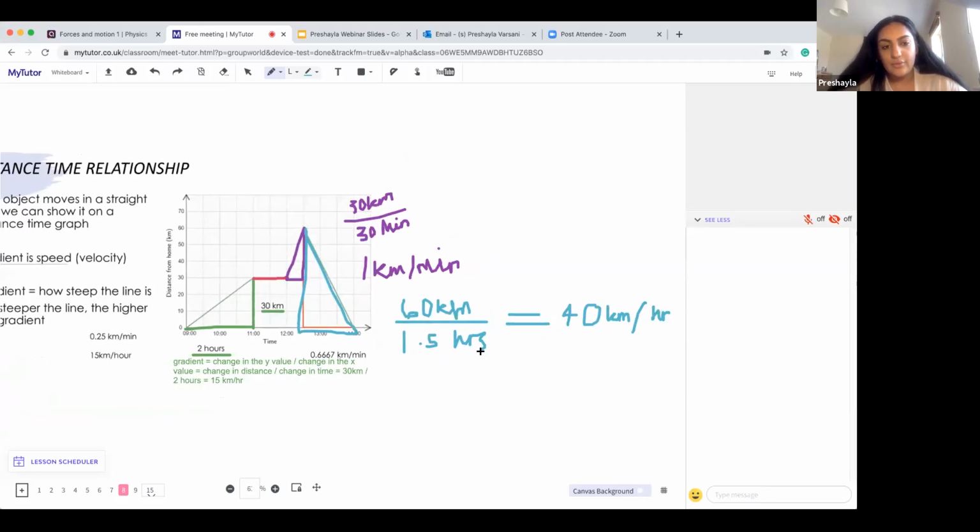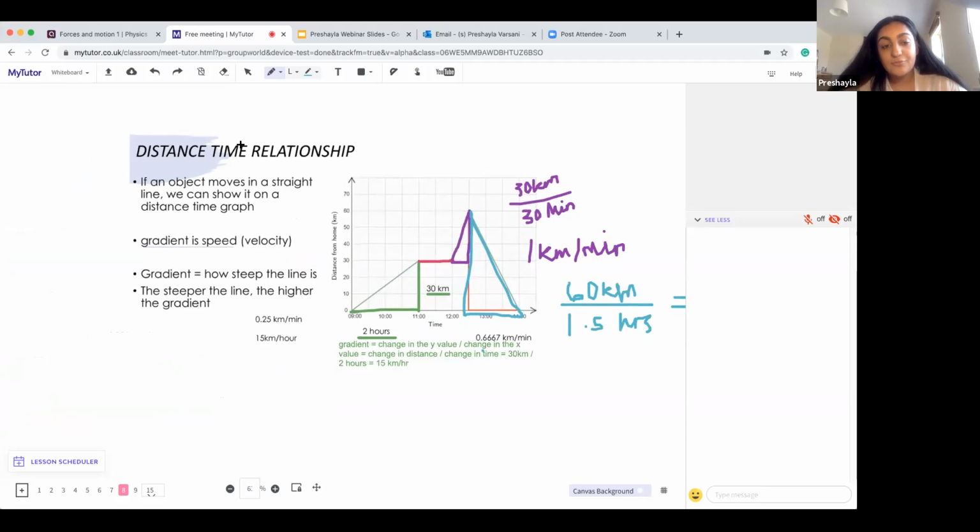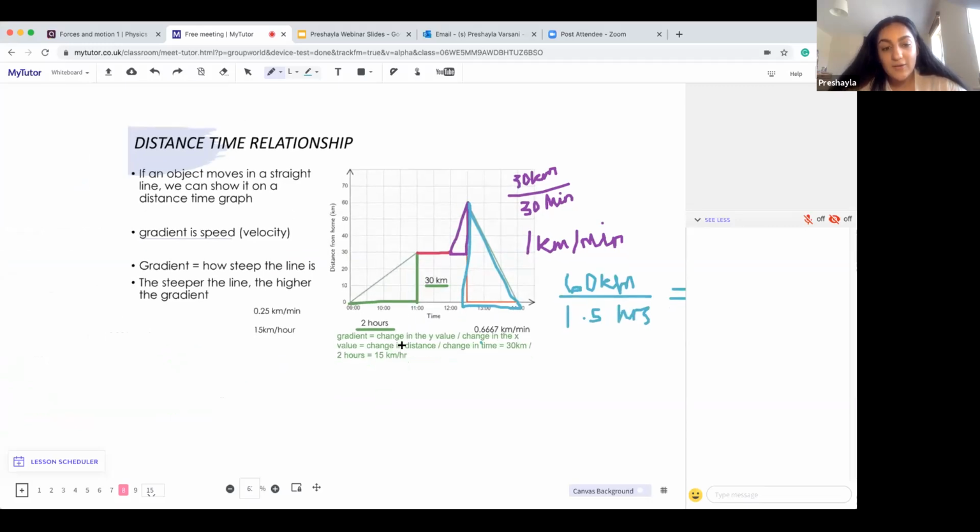So the summary of this is that from a distance time graph, we can find the velocity by finding the gradient of the line, where the gradient of the line is the change in y divided by the change in x.